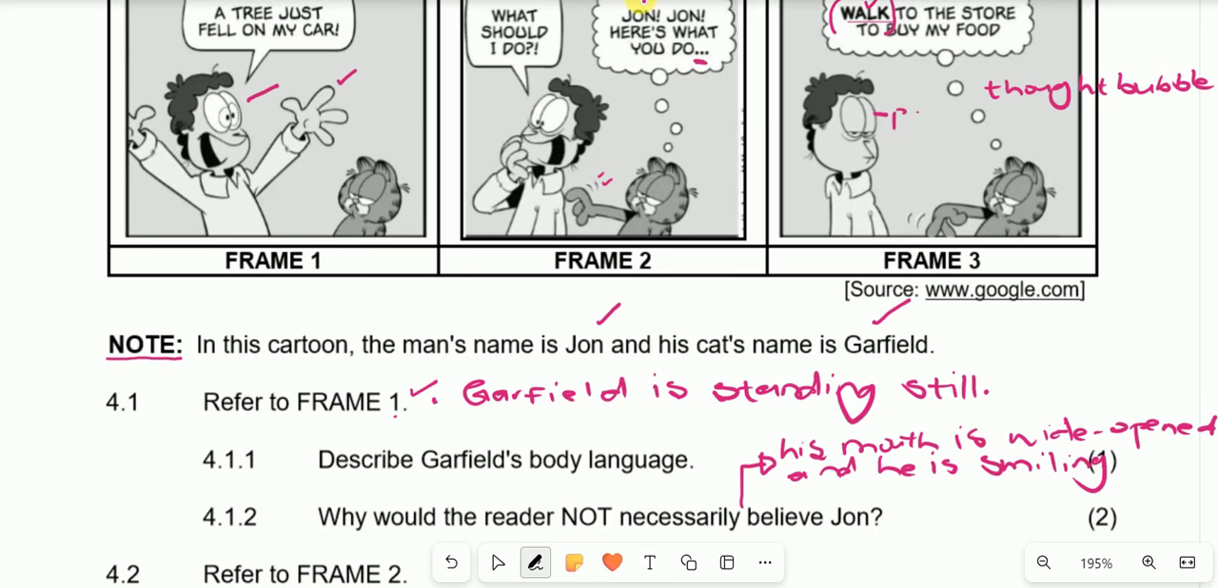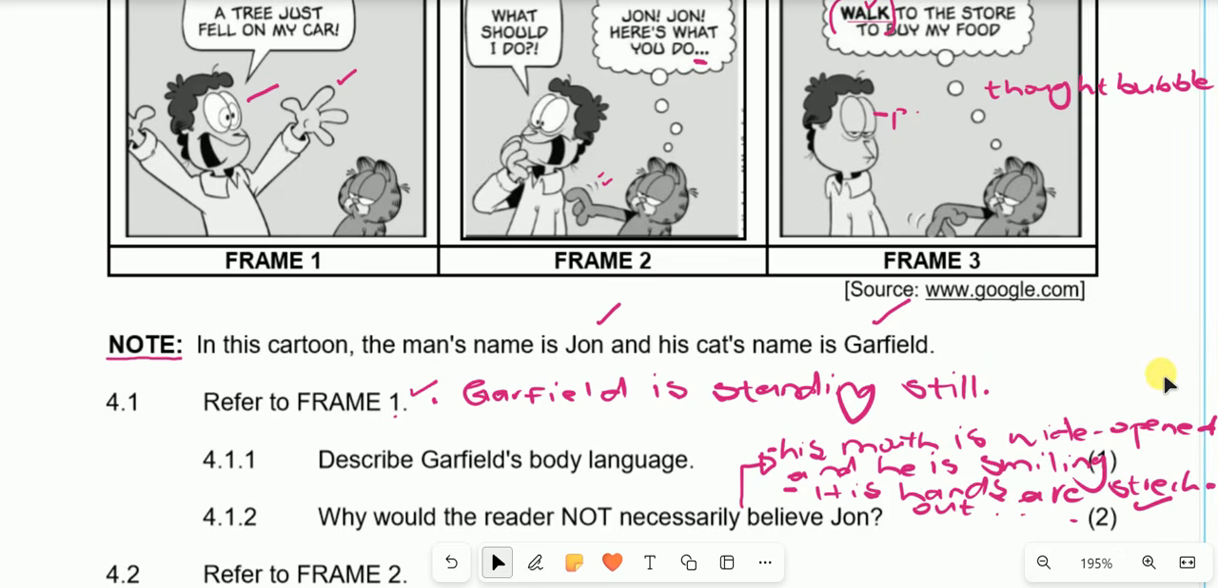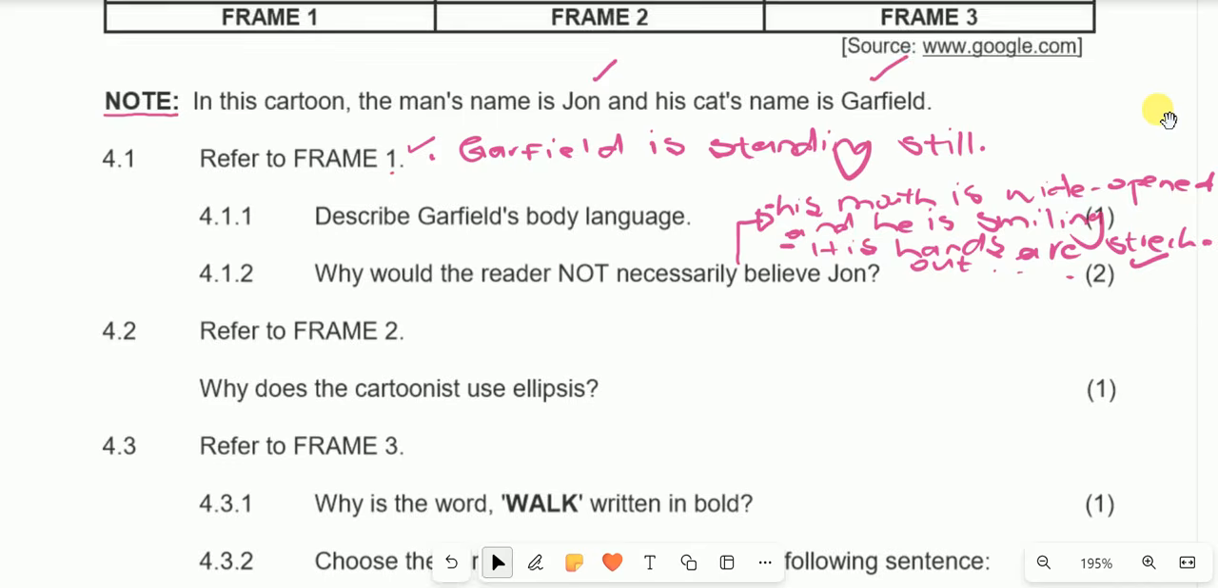This is a 2 marks question. Please take note of mark allocation. So you need 2 facts, and then his hands are stretched out to show that he is excited, and that contradicts what he has just said. Right, now let us move along.